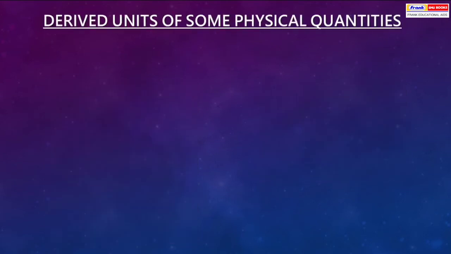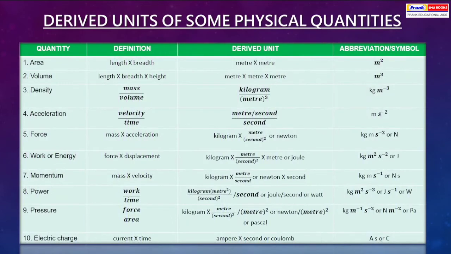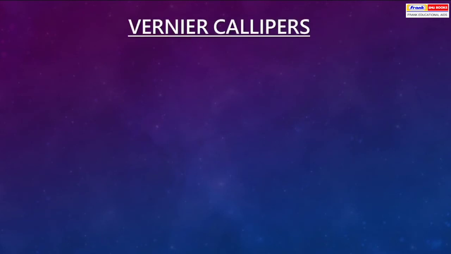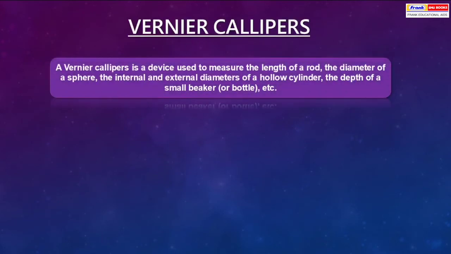Now coming to the derived units of some physical quantities. So for area we have meter square, for volume we have meter cube, for density we have kilogram per meter cube, for acceleration we have meter per second square, for force we have Newton, for work or energy we have joule, for momentum we have Newton into second, for power we have joule per second or watt, for pressure we have Pascal, for electric charge we have Coulomb or ampere into second. So these are some derived units of some physical quantities, and these are the abbreviations which you can use while solving the numericals.